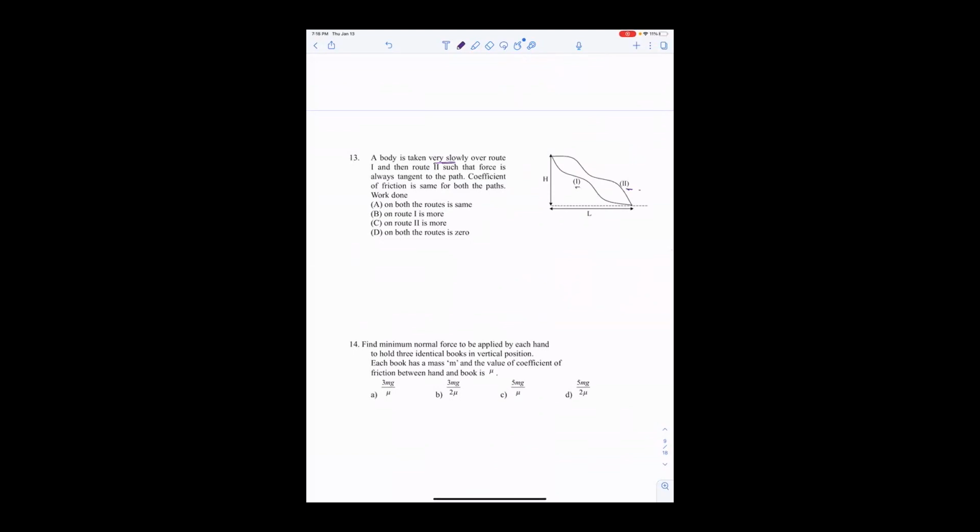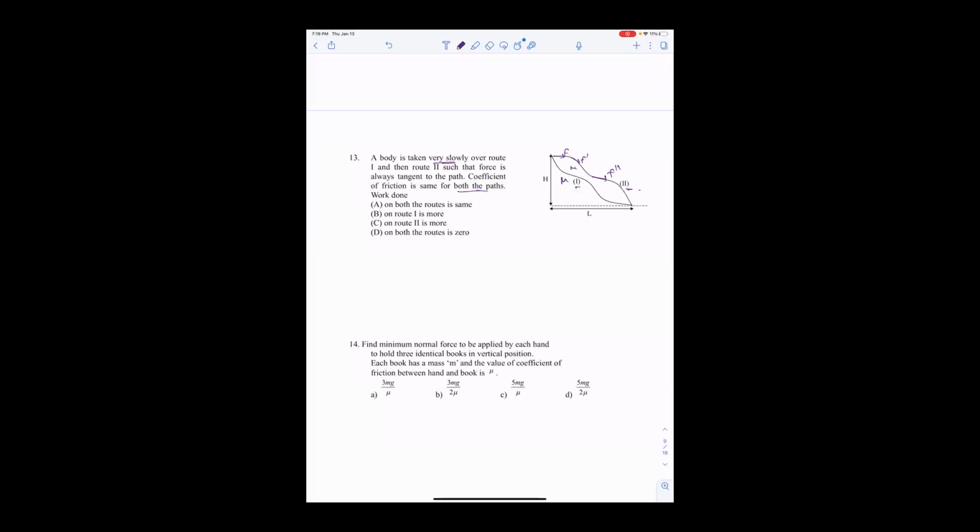That force is always tangent to the path. So when here it is F, when here F dash is this way, and here F double dash is this way. So why am I changing F dash, F double dash? Force is not constant. For every angle of inclination, force will change, right? That is why I took it this way. The coefficient of friction is the same for both the paths. So mu is the same for both the paths.